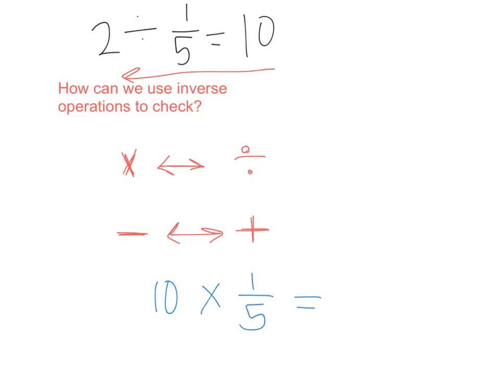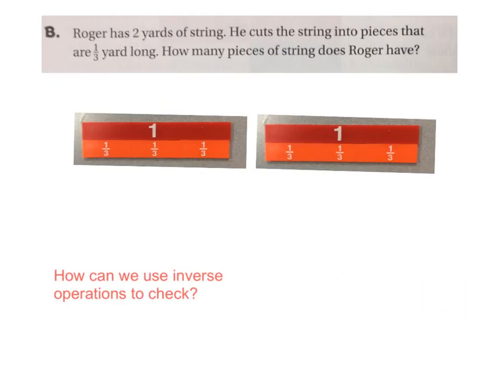2. Luckily for us, do we already know how to do multiplication with fractions? Yes. So what is 10 times 1/5? Siddharth? It's equal to 10 over 5, right? 10/5, or 2. So are we confident that we did that problem correct? Yes, excellent.